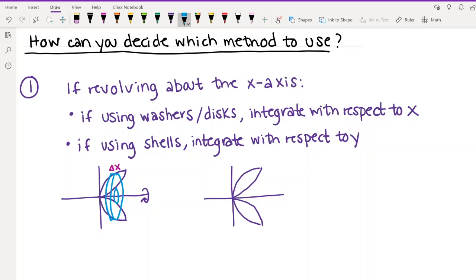So if you're doing the same shape with cylindrical shells, here would be what a sample shell would look like. So it would look like this. Now if you were to actually measure the thickness of the cylinder, the thickness would be a vertical thickness. And so you're integrating with respect to y.